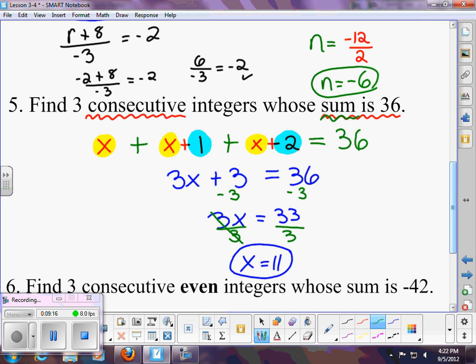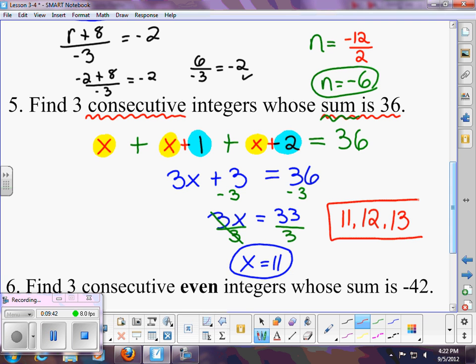So 11 is not simply the answer. The question asks for 3 consecutive integers. So basically we have found the first integer. The first integer is 11. The next integer came from x plus 1, so 11 plus 1 would be 12. The next integer came from x plus 2, so 11 plus 2 would be 13.